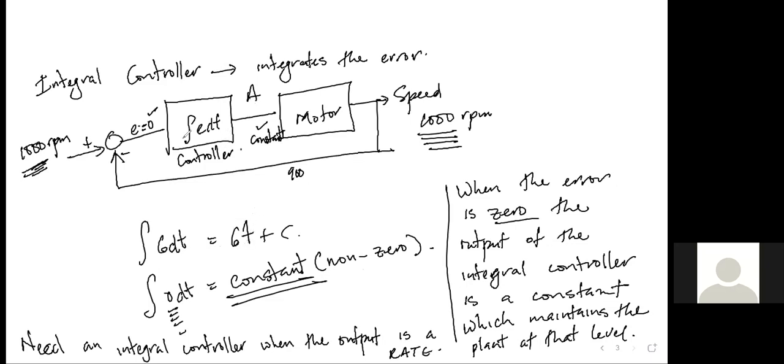So the output is a constant, and then we're going to multiply it by k, some gain, so that whatever the output is, we're going to multiply the constant value by that k value there. That is a gain as well, but it's a ki times the constant to maintain the plant at whatever value it is. All right, so we need the integral controller when the output is a rate.